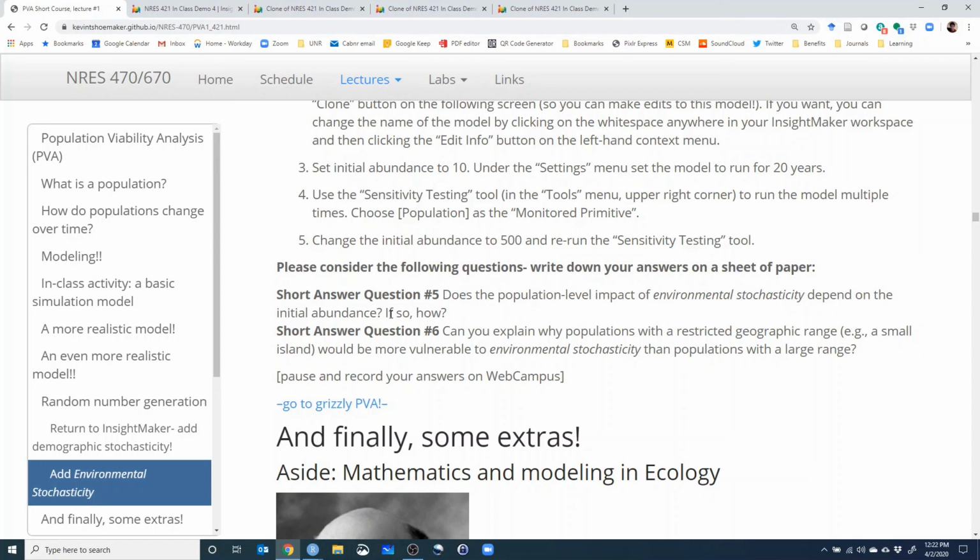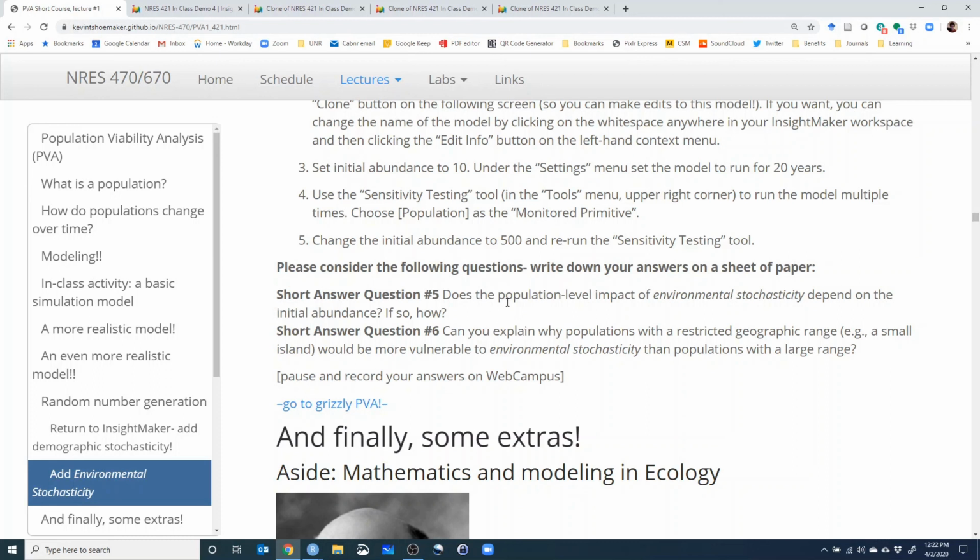If so, how? And finally, can you explain why populations with a restricted geographic range, that is, like a small island, why such populations would be more vulnerable to environmental stochasticity than populations with a large range? So try to think of reasons why an island, a small population that's restricted in its geographic range, might be more vulnerable to environmental stochasticity than populations with a very large geographic range.